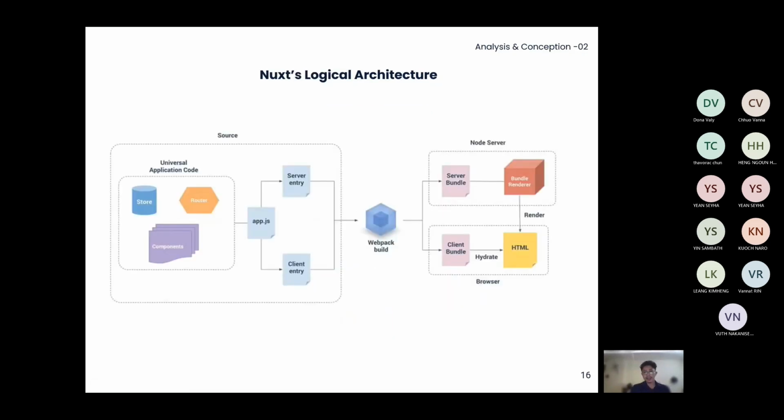Here I want to explain the logical architecture of Nuxt. Nuxt is called a universal JavaScript application because Nuxt has the ability to run on both the server side and the client side. Here we can see our source code enters through the main entry app.js, and then the code is divided into a server entry and a client entry. It will be built by Webpack.